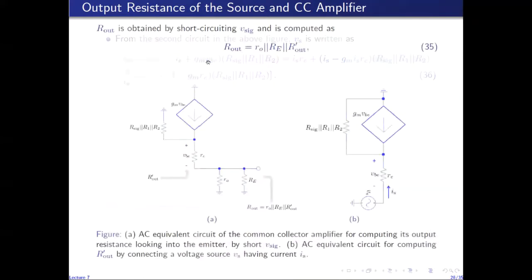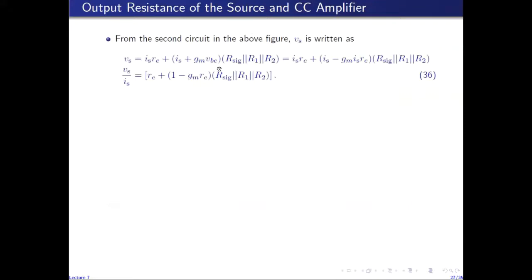Now VBE can be seen to be equal to minus Is Re, because Is Re gives the voltage of this node with respect to this node, and the voltage of this node with respect to this node is negative of that. So VBE is minus Is Re. So we have Is common in both terms, we take it out and divide by Is on the other side. So Vs over Is is then given by this factor.